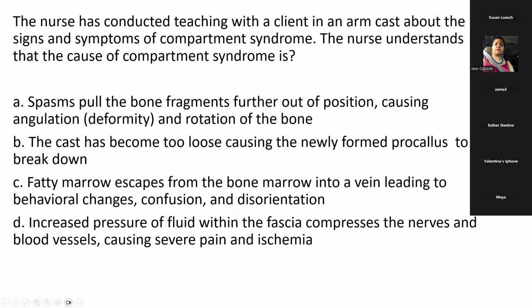Nurses teaching a client in an arm cast about signs and symptoms of compartment syndrome. What are the causes? D. E.